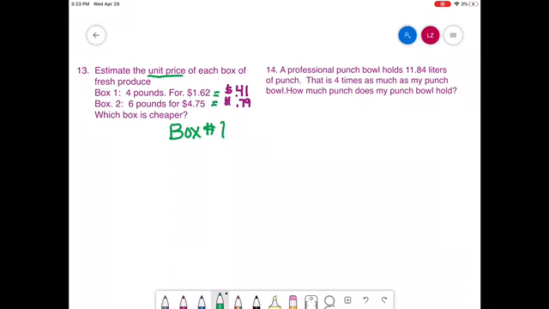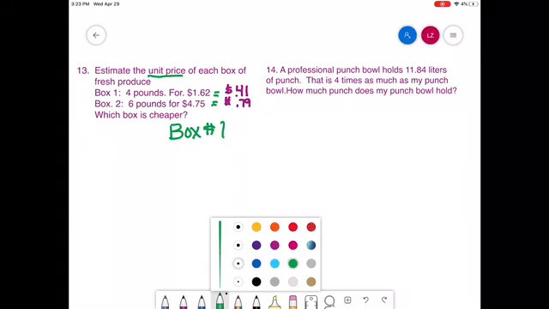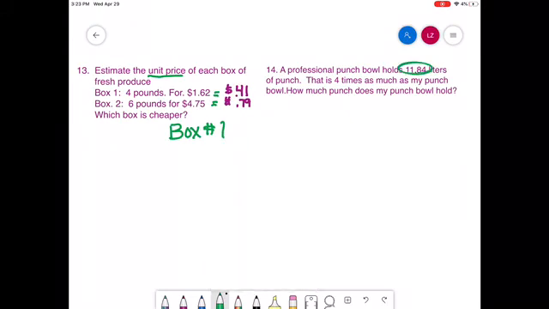We've got 2 more left here. Number 14 says a professional punch bowl holds 11.84 liters of punch. That is 4 times as much as my punch bowl. How much does my punch bowl hold? Okay, so you can see we've got a few numbers here. The professional punch bowl holding 11.84 liters. That's going to be 4 times as much as mine.